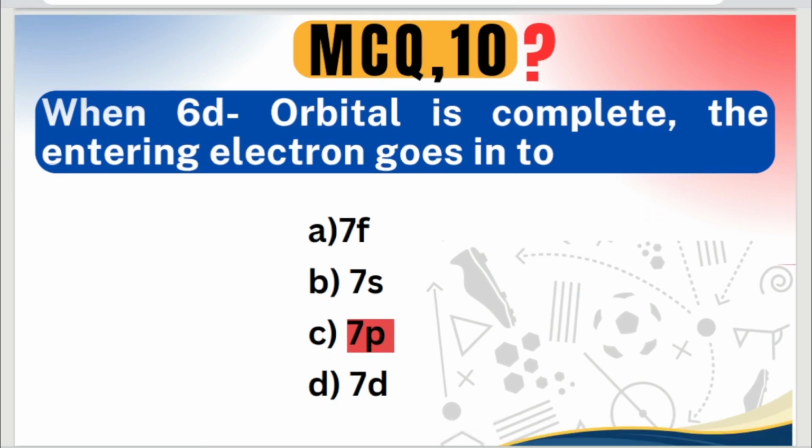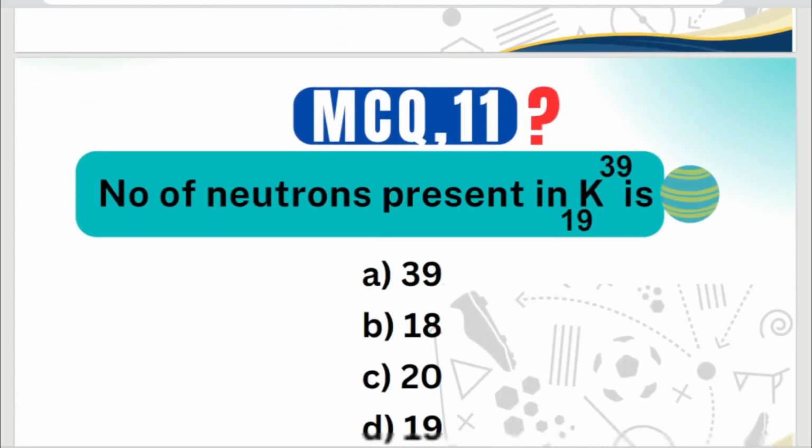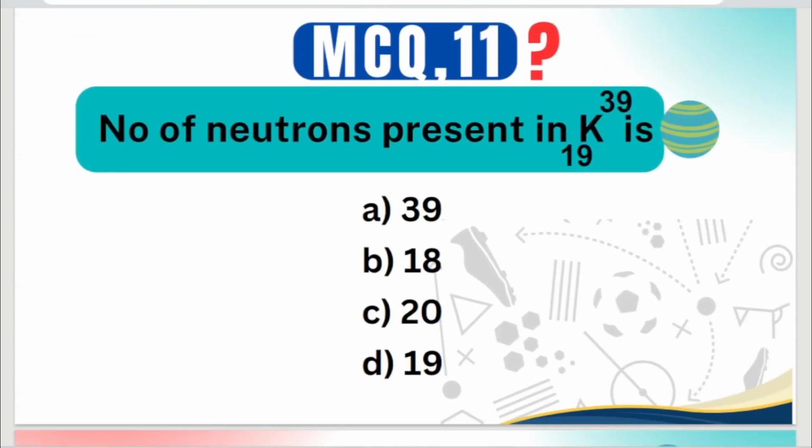Now, question 11: number of electrons present in potassium is. Here the potassium atomic number is 19 and the mass number is 39, and the options are given here. A option 39, B option 18, C option 20, and D option 19. So what is the number of neutrons in potassium nucleus?